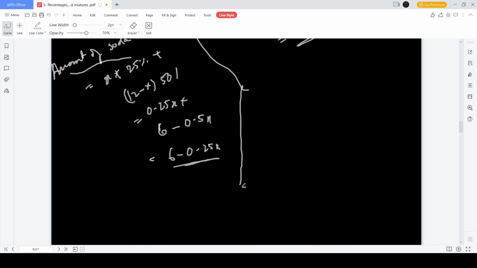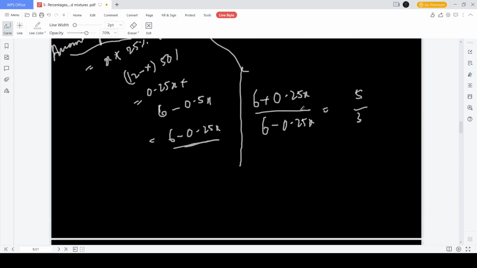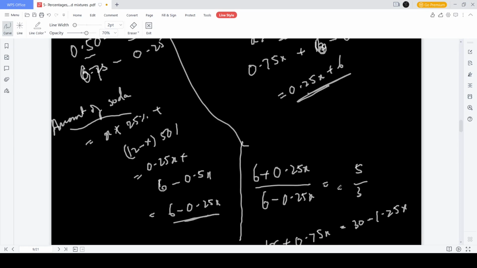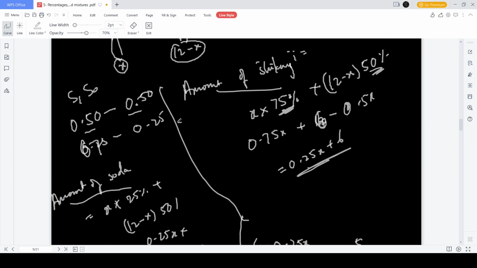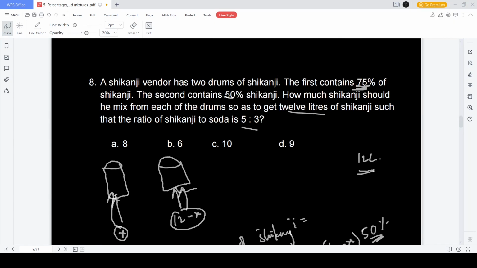We have to write the amount of shikanji, so (6 plus 0.25x) by (6 minus 0.25x) is equal to 5:3. So we cross multiply. We get 18 plus 0.75x equal to 30 minus 1.25x. We take x to one side and the constants to the other side. We get 2x equal to 12, x equal to 6. So 6 liters were taken from each drum, because 12 minus 6 is 6 only. They asked how many liters of shikanji should be mixed from each drum, so that is nothing but 6.